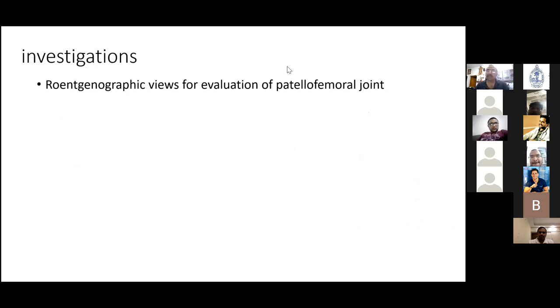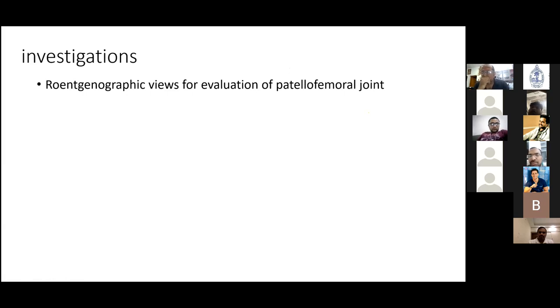So what are the investigations you do? You get a patient with patellar dislocation, recurrent dislocation of the patella, in your clinic. What will you do? What tests will you do? X-ray of the knee in AP, lateral and skyline views. Yeah. Any other special view you wanted? What is the purpose of taking the AP and lateral view?